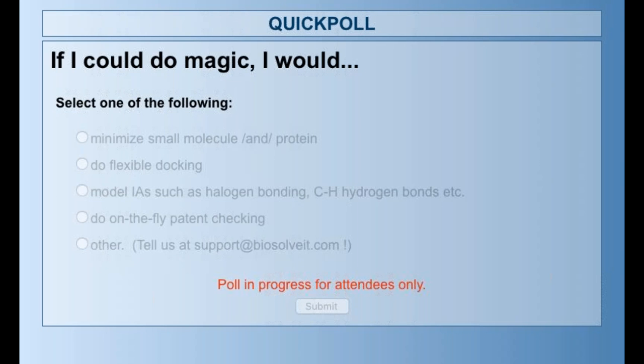If I could do magic, I would minimize small molecules and the protein, do flexible docking, model interactions such as this halogen bonding scenario here, or some other atypical scenarios such as CHO bonds, etc. Do on-the-fly pattern checking maybe, or something else. Would be great if you could quickly give us a hint here.